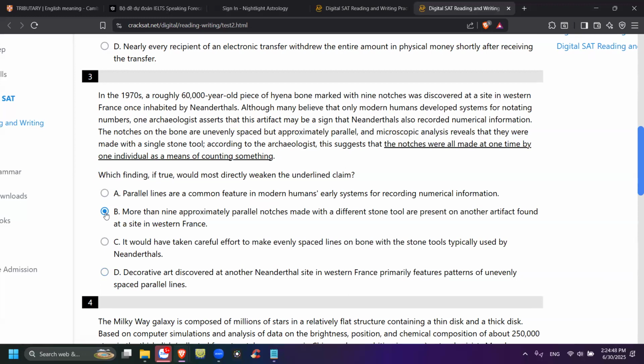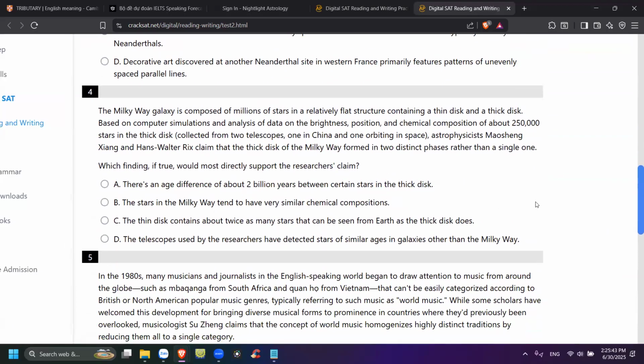Why? Because when I read, it says the notches were made with a single stone tool, and the notches were all made at one time by one individual. And B is more about different stone tools, and it is also present in another artifact. So it's not one; it basically diffuses the focus of the whole thing. It weakens, yeah, it's the opposite. So I think it's B. Number four, the Milky Way galaxy.